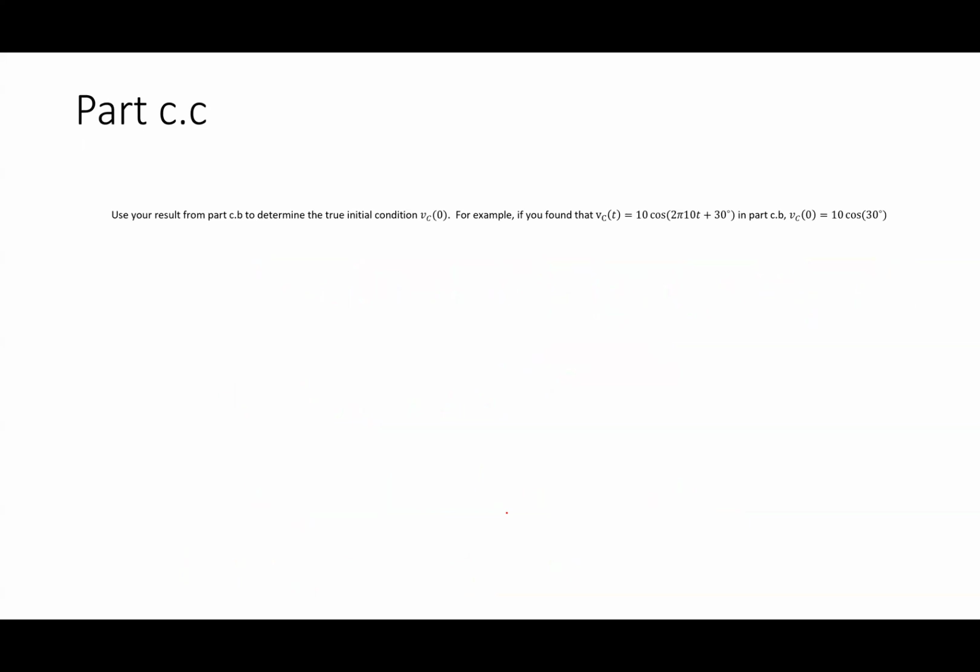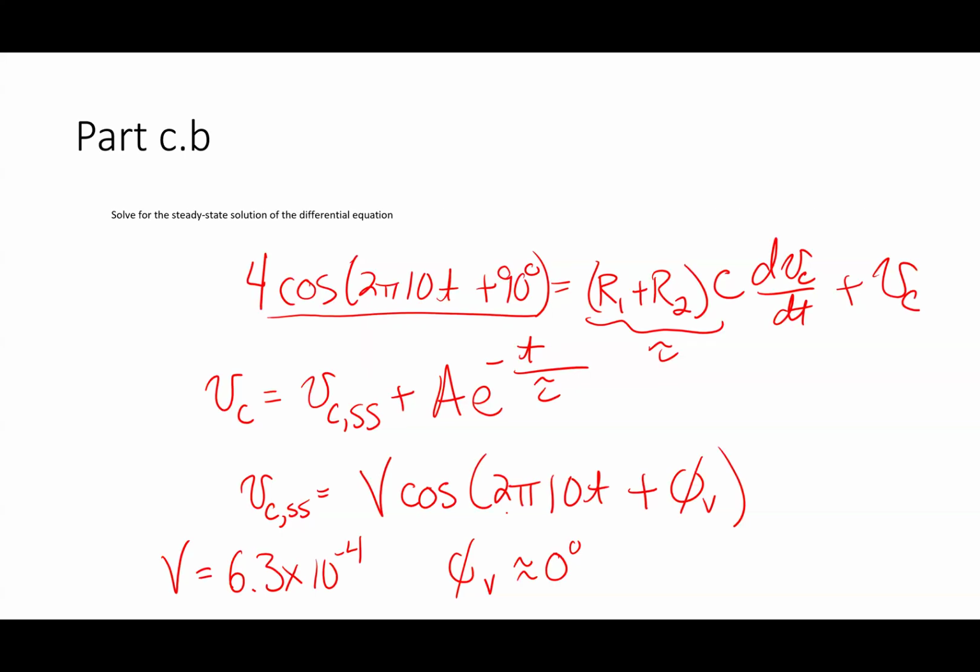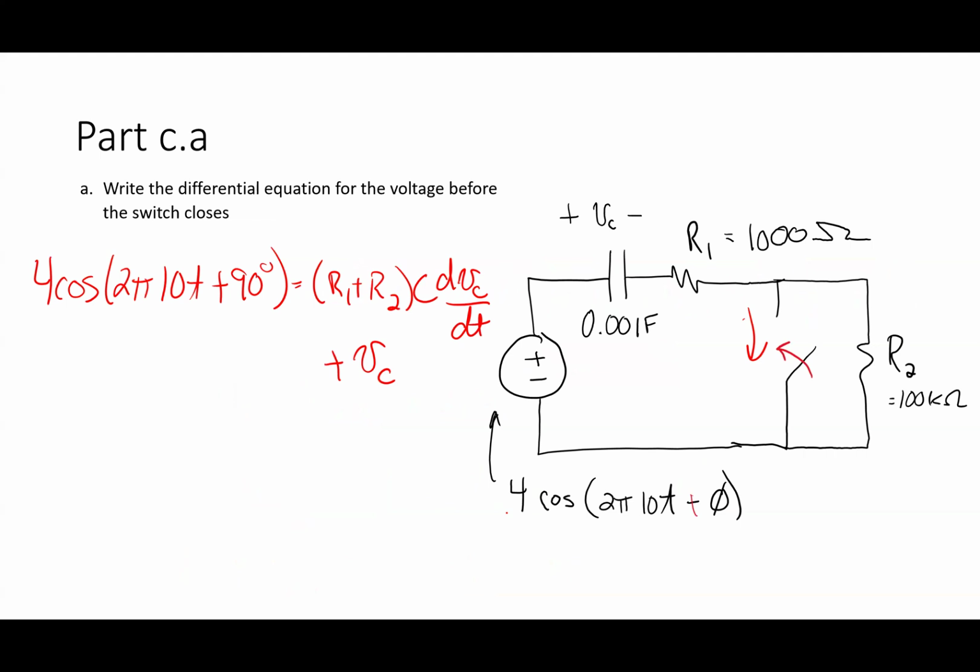So what I ask then is, using my result from the previous part, C dot B, to determine the initial condition V_C of 0. What am I asking? I'm asking you to solve for the initial condition. Well, at t equal to 0, what's happening in this setup?